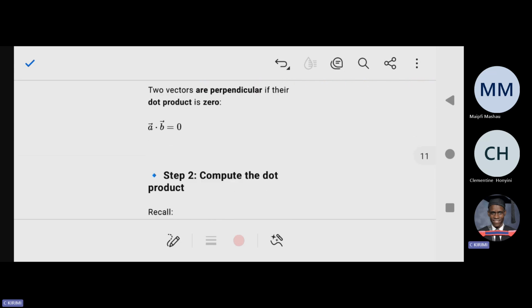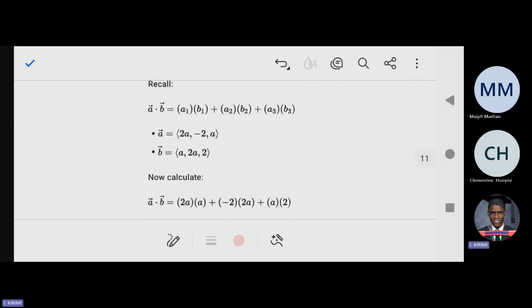By simplifying those two equations, we see what we are going to get. Let's simplify. We are going to get 2 times A. What are you going to get? 2 times A is going to be what? 2A squared, isn't it? 2 times A, this part.